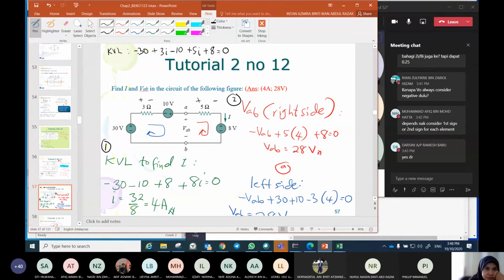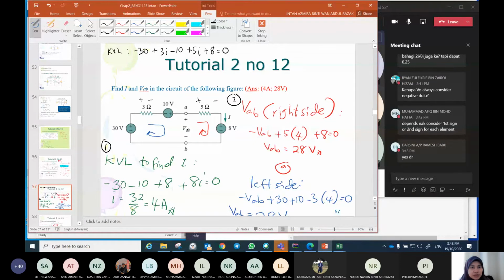Okay, so this is the real equation. I just make it short like this. Can you accept my style? Can you understand? Yes, doctor. Okay, so we get current equal to 4 amps, and then we want to find VAB.